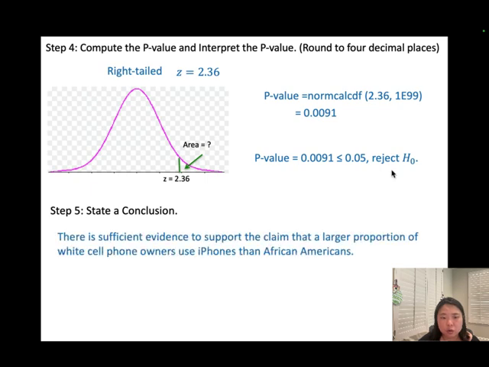So we're going to draw the conclusion. There is sufficient evidence to support the claim that a larger proportion of white cell phone owners use iPhones than African Americans. You can also use your calculator to double check your work, your test statistic, and your p-value. That's it.